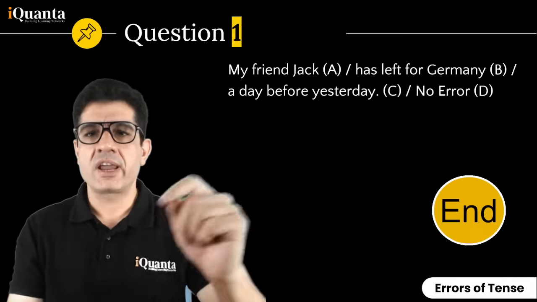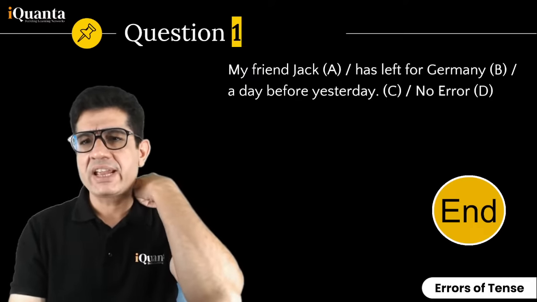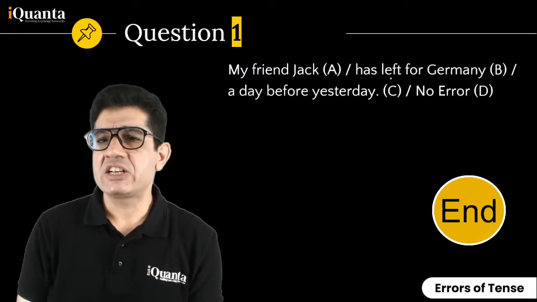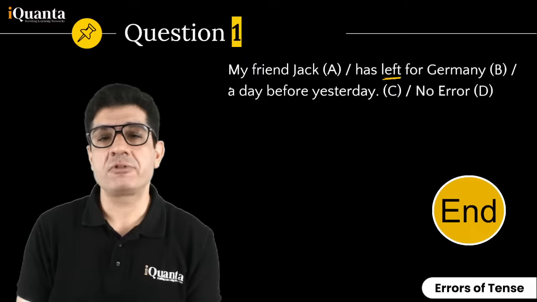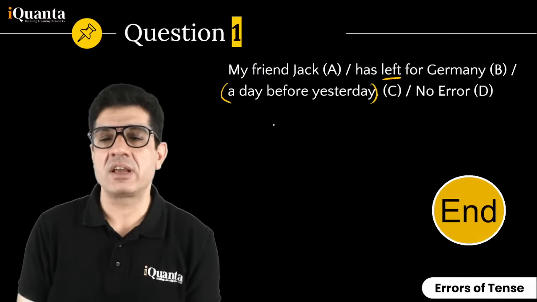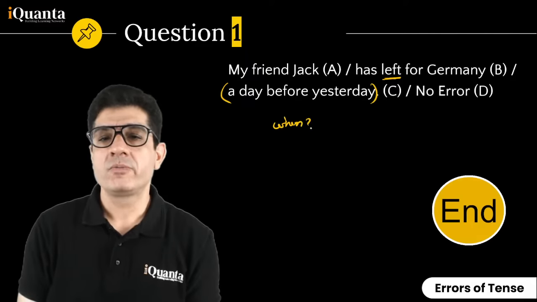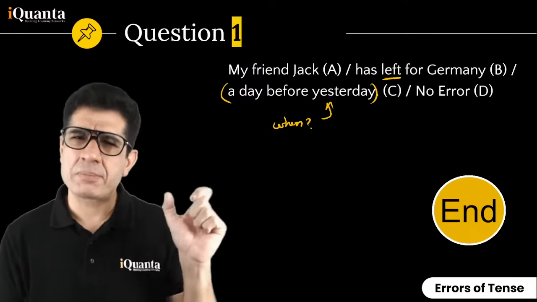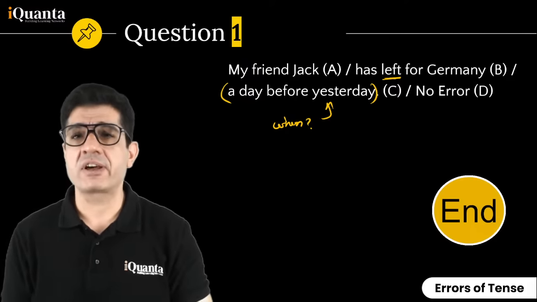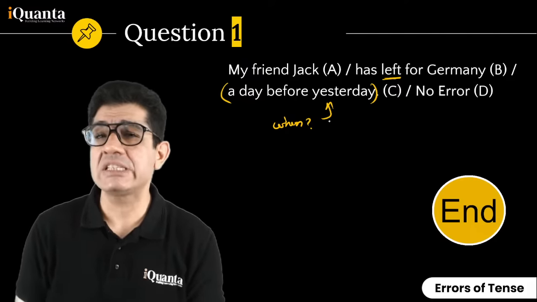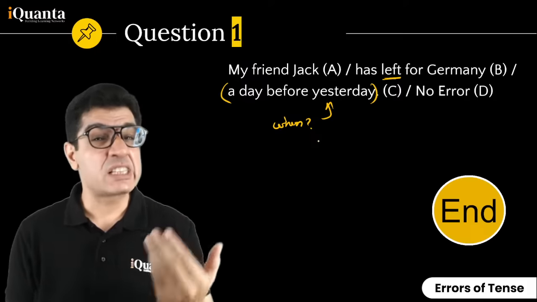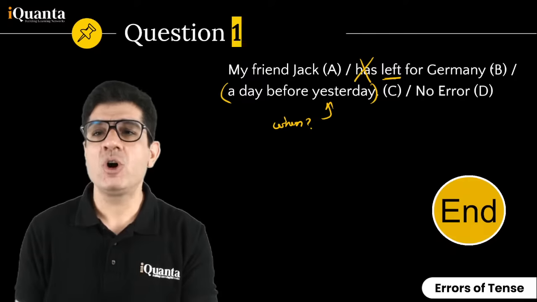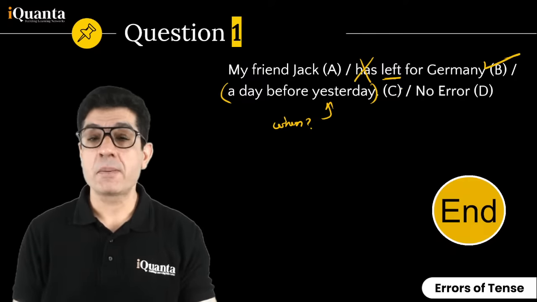Okay. So my friend Jack has left for Germany a day before yesterday. So my friend Jack left for Germany. When did he leave for Germany? A day before yesterday. So I know the time. So when the time of an action that happened in the past is available, the tense that we are supposed to use is simple past tense. But this sentence uses the present perfect tense. That's wrong. So this has to go, and that is why the correct answer is B.